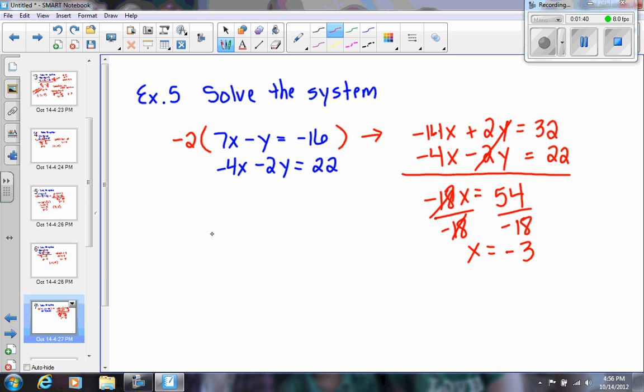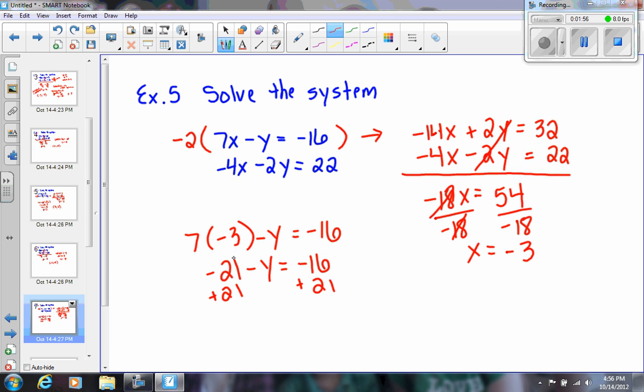Then I substitute that back into either equation. I'm going to go into the top equation, and we need to solve for y. So I get -21 minus y equals -16. I'm going to add 21 to both sides. So -y equals +5. Multiply both sides by a -1, so y equals -5. That's how I get y equals -5. So my solution is -3, -5.